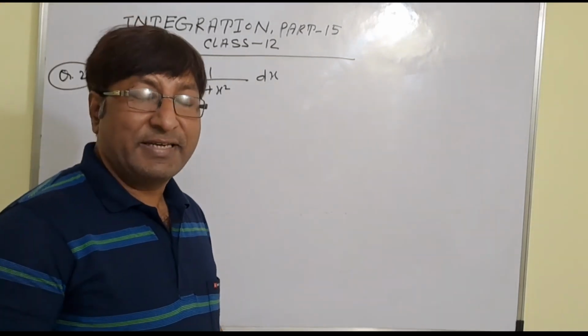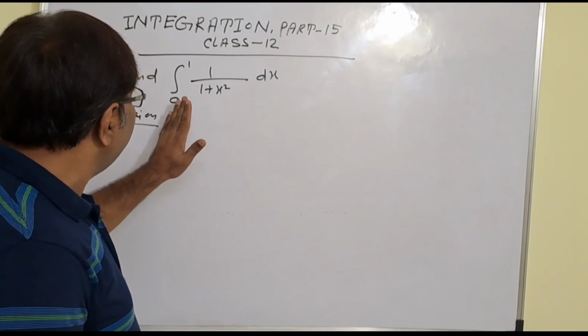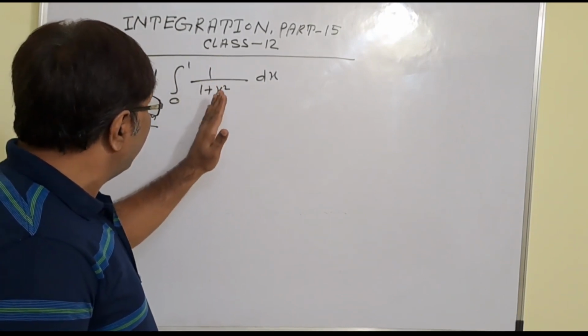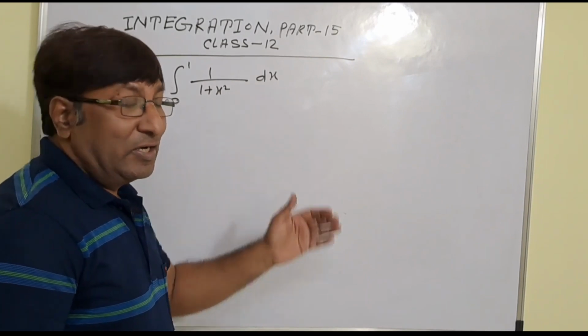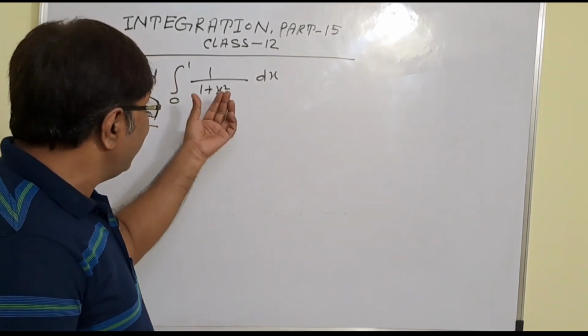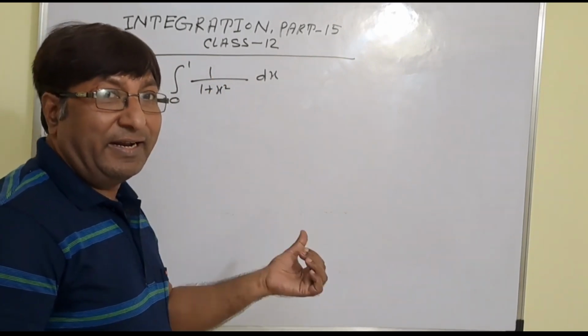Let us see the second question. Here the second question is: find the integration from 0 to 1 of 1 upon 1 plus x squared dx. So again for this type of question the technique is: first you integrate the given function and then use the upper limit and lower limit.